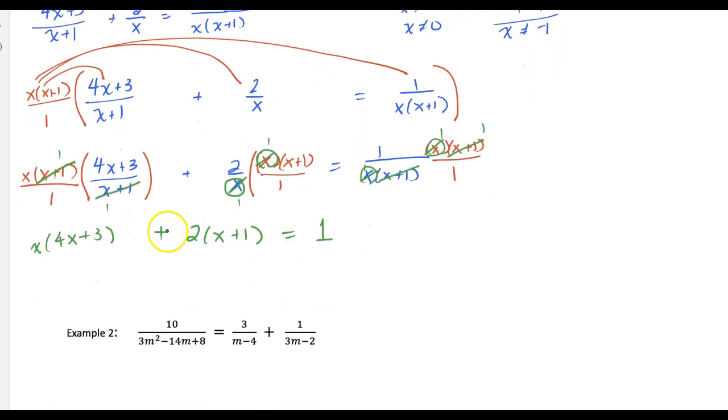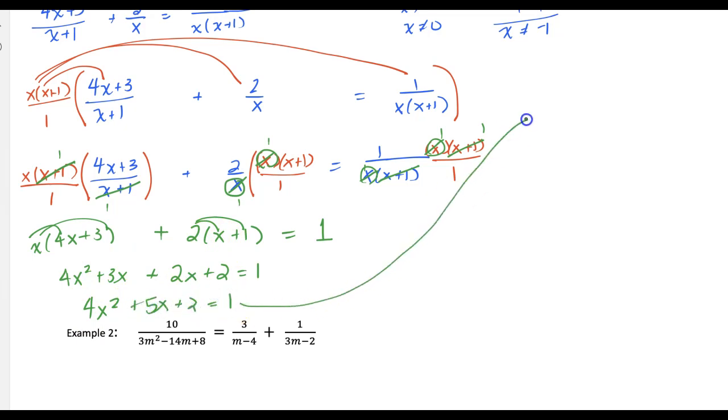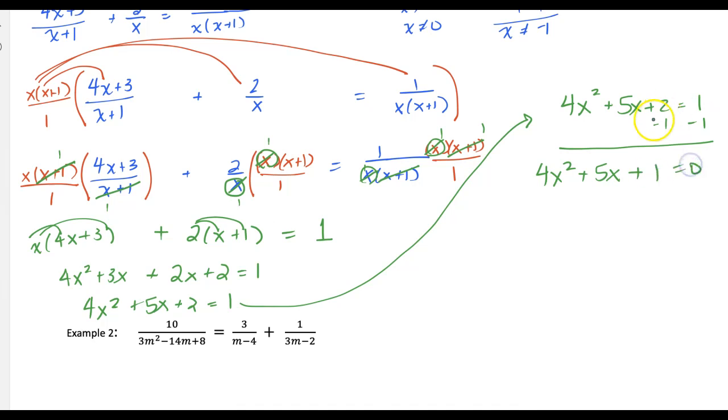Now let's simplify. I'm going to distribute here. I have 4x squared plus 3x plus, distribute again with a 2, 2x plus 2 equals 1. And I'm going to start to get like terms together. So 4x squared, I'm going to put the 3x and 2x together to make 5x plus 2 equals 1. And in my head, I'm already saying I'm going to go ahead and move the 1 over to the left to get it equal to 0. So we should have 4x squared plus 5x plus 1 equals 0.